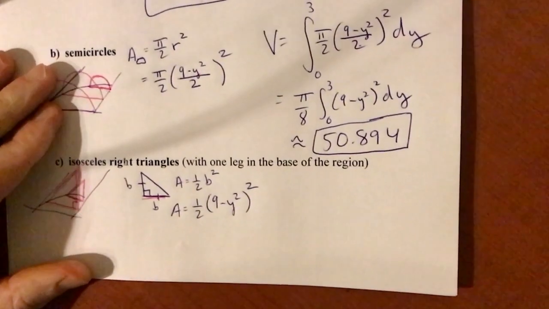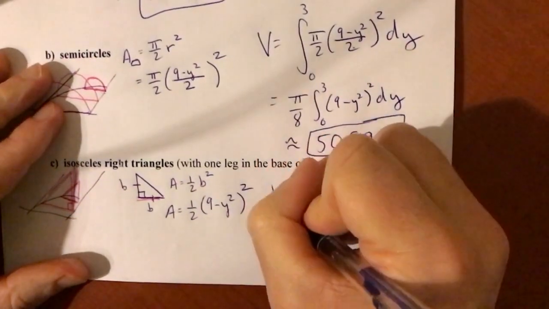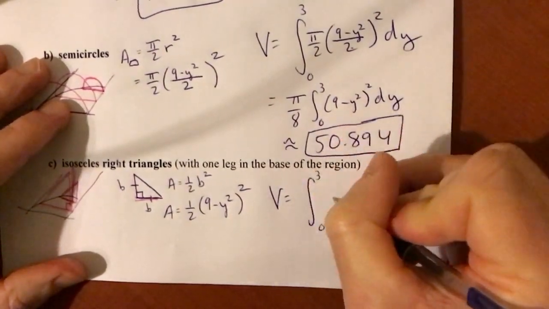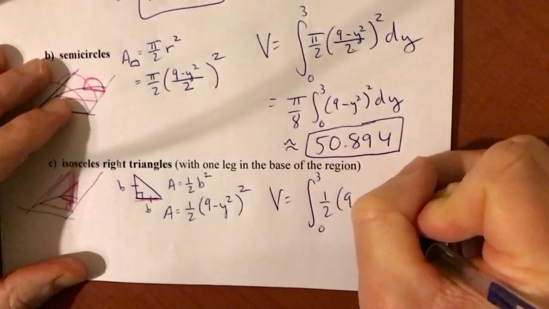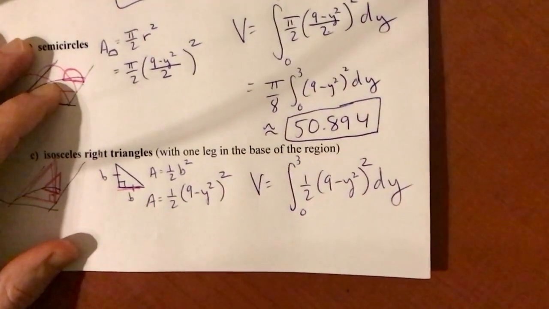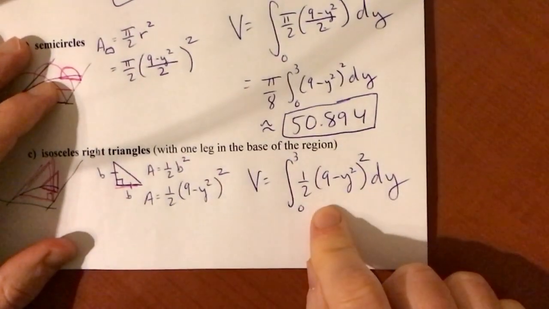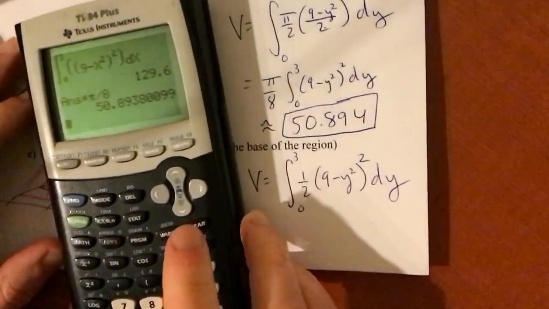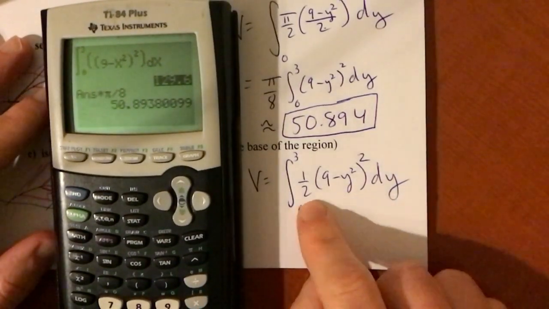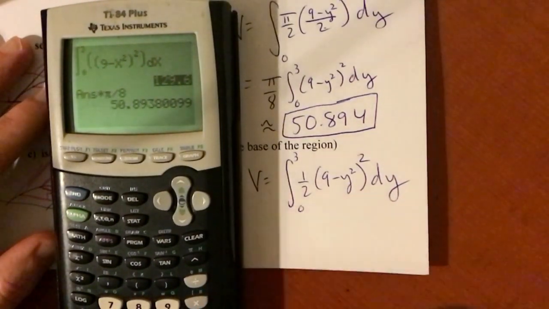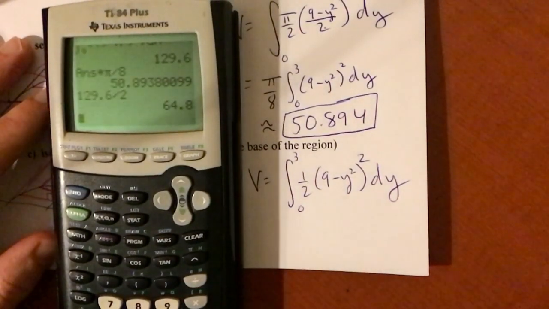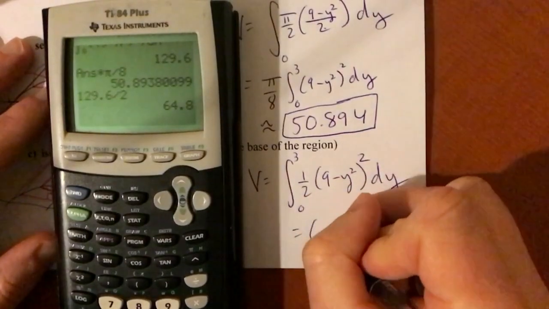And therefore, our volume is going to be that definite integral from 0 to 3 of 1/2 (9 minus y squared) squared dy. And if you like, this is just the same integral we've seen now, except with a 1/2 that could be factored out. So I could just bring that 129.6 back, divide it by 2, and you've got exactly 64.8.